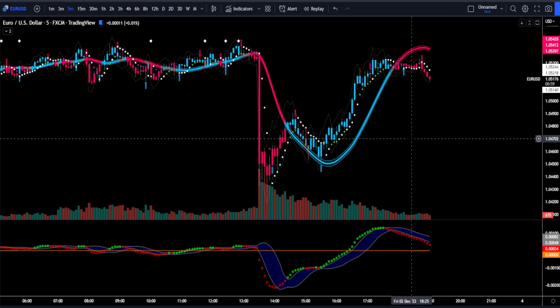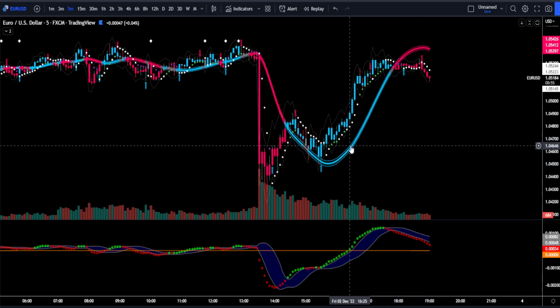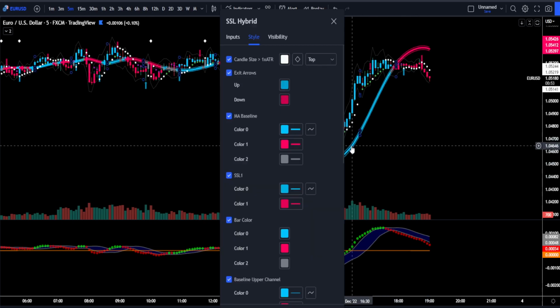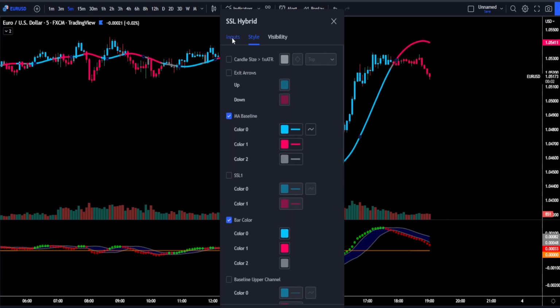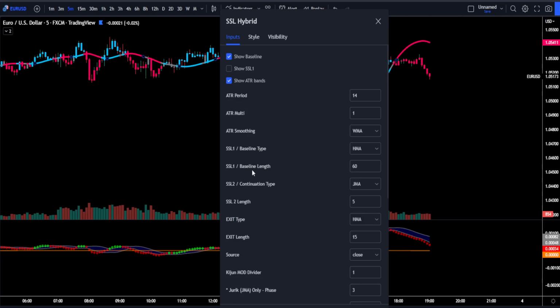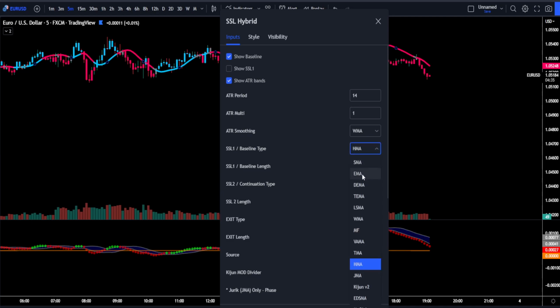Now we do need to optimize a few of these indicators by accessing their settings. So first, let's double click on our SSL hybrid indicator. We're then coming to our style section and removing everything but our MA baseline and our bar color. Next, we need to come up to our input section, and we're actually going to be changing our MA baseline length from 60 to 30. We're then going to come over here and change our baseline type from HMA to EMA.